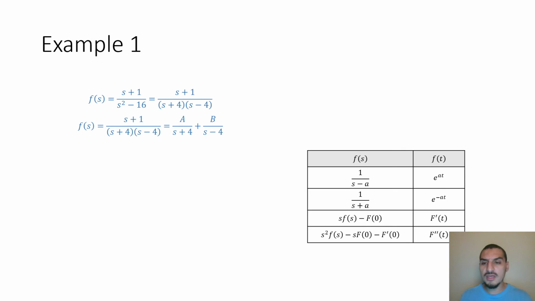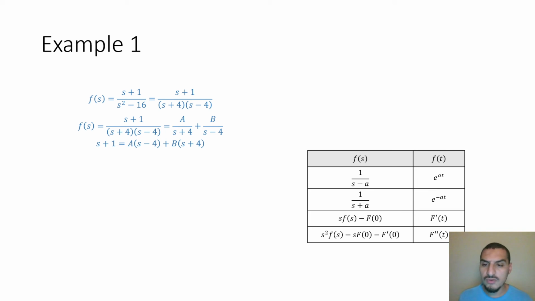So I'm saying that this is equal to a over s plus 4 plus b over s minus 4. Multiply everything by s plus 4 multiplied by s minus 4. So this is what you get: s plus 1 equals a multiplied by s minus 4 plus b multiplied by s plus 4. Again, I'm just doing simple algebra.